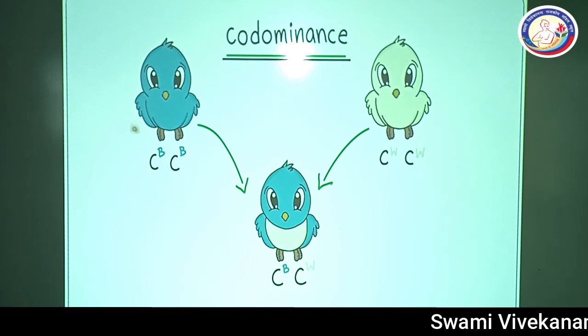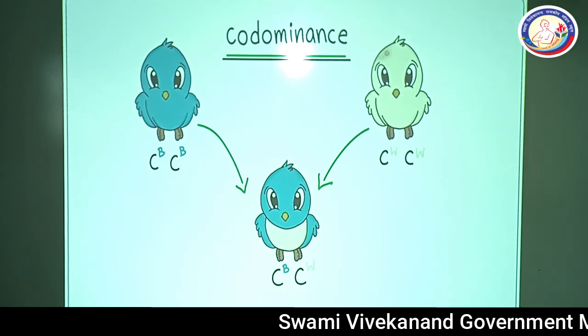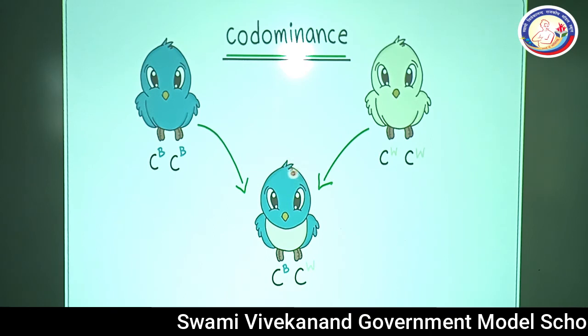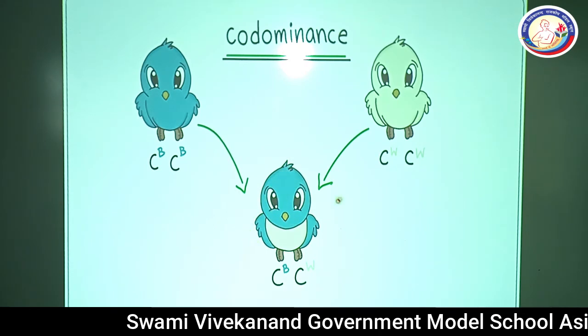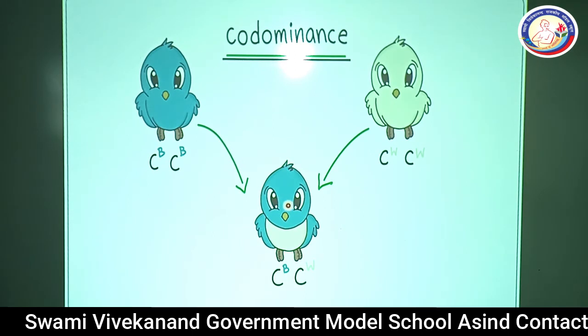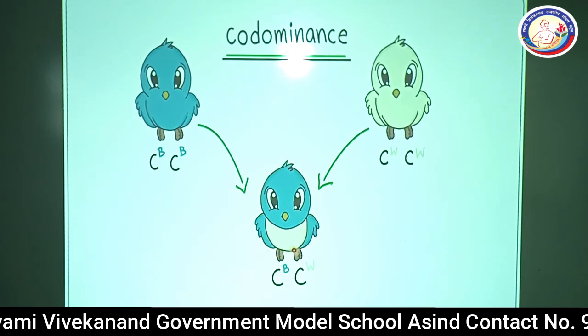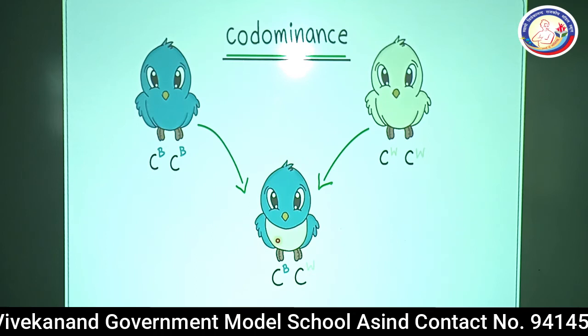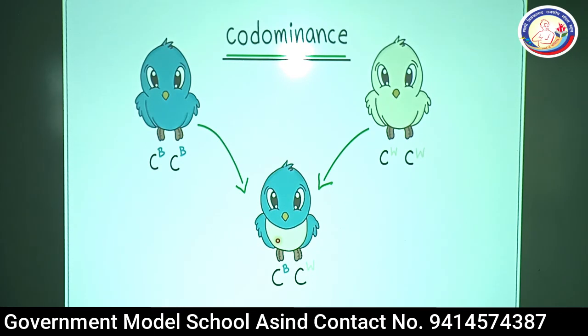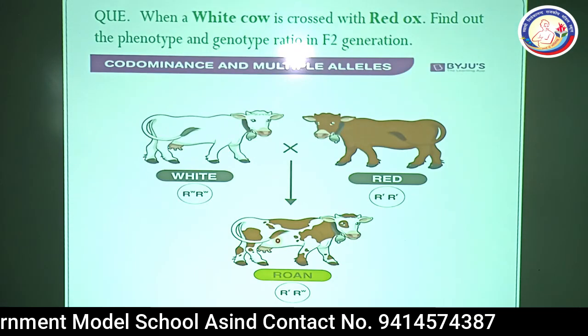You can see this is the blue colored bird, and this is another bird that is white. And you can see some part of this cartoon is still blue in color. It means blue color is expressed, and this part is white in color, so you can see white color is also expressed. When both the alleles are blended, then this is codominance.